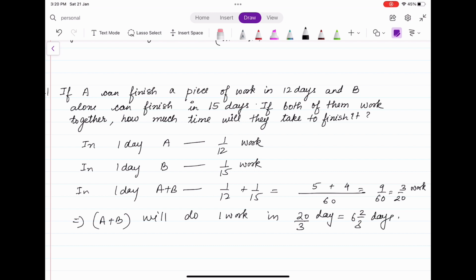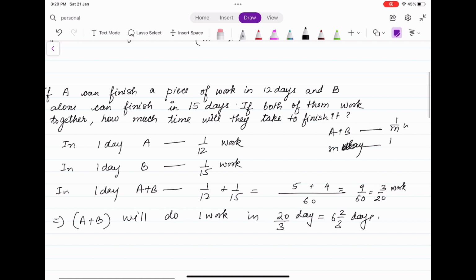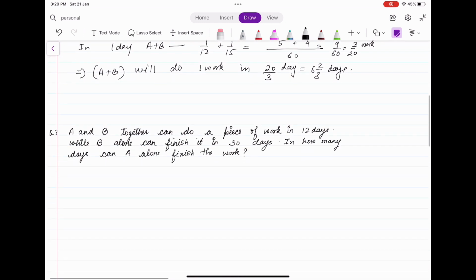So it was, if A and B together are doing 1/m work in a day, then they will do one work in m days. So here you have written work, then you understand we are talking about work. So one work will be done in m days. This is the concept that we are using here. Okay, let's move on to the next question.